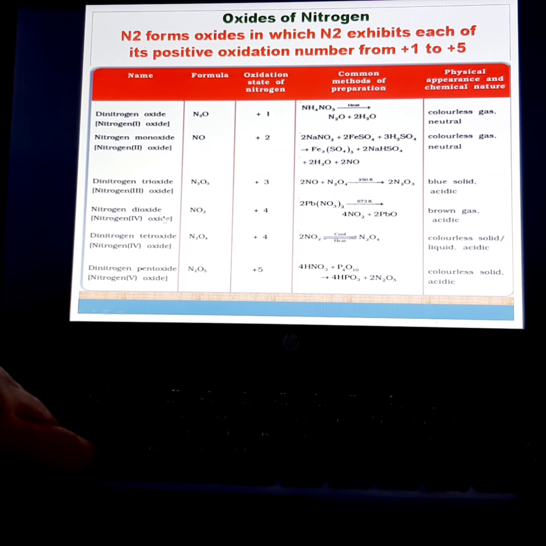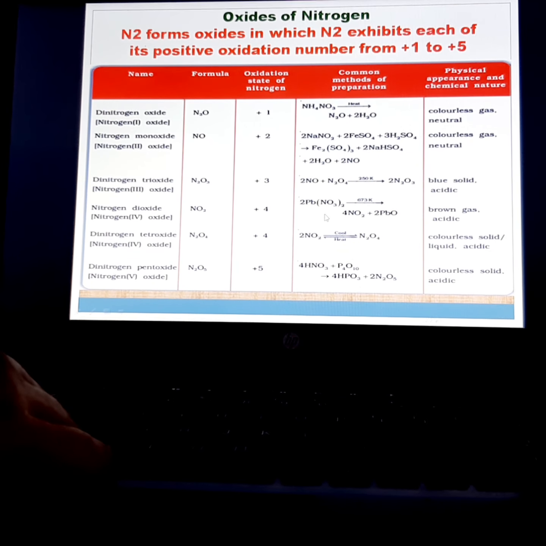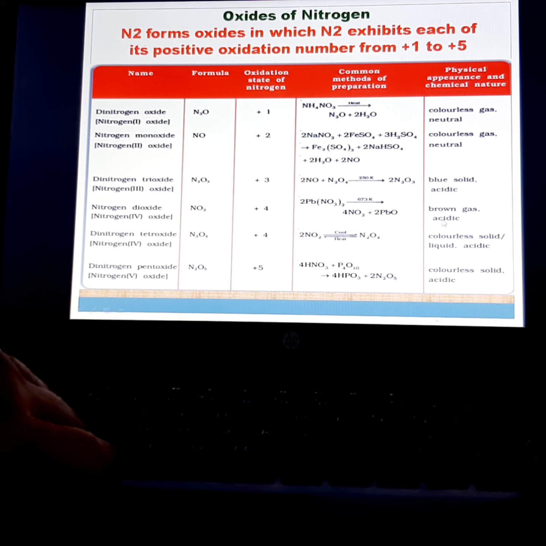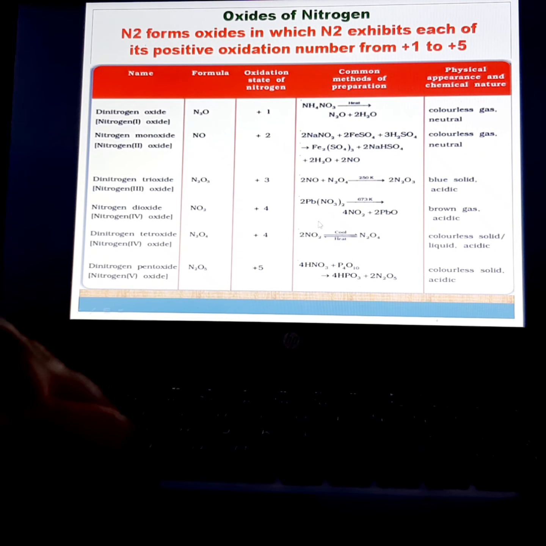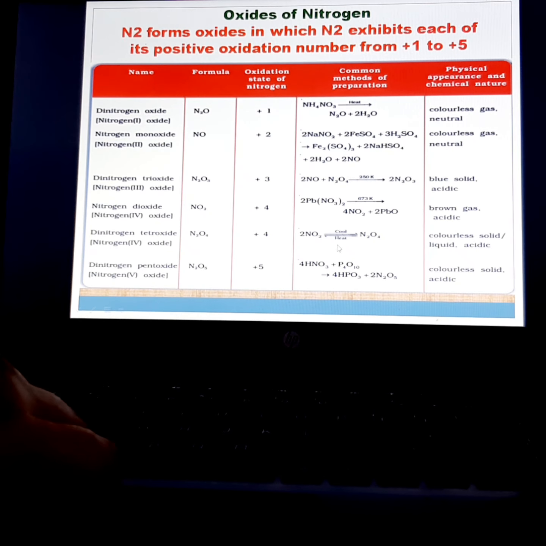Next is nitrogen dioxide, NO2, +4. It is prepared from lead nitrate. It is a brown gas and it is acidic. Then dinitrogen tetroxide, N2O4. What is the oxidation state? +4, and it is prepared by dimerization of NO2, which means two NO2 molecules combined together give N2O4. It is a colorless solid or liquid and acidic.